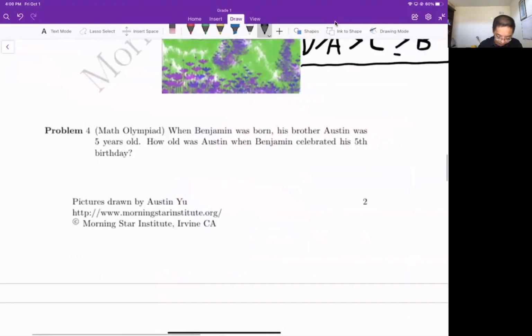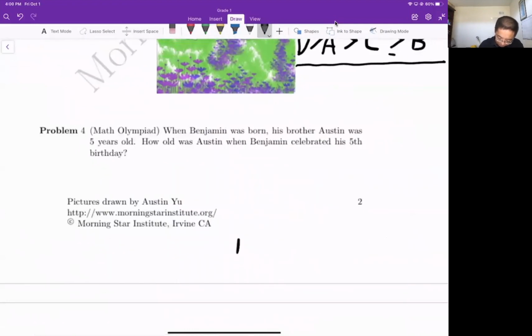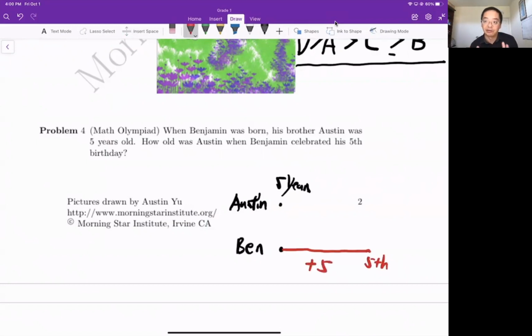Question number 4. The problem says when Benjamin, let's say we put Ben, was born, Austin was 5 years old. Then when Benjamin celebrates his 5th birthday, that means after 5 years. He was 5 years old by then, right? After 5 years, what is the age of Austin?